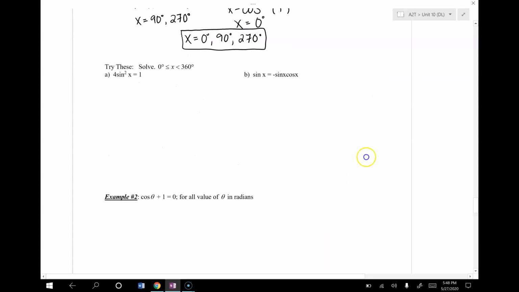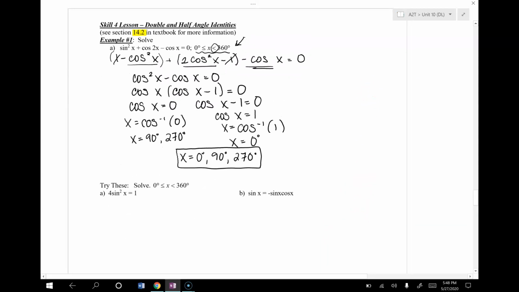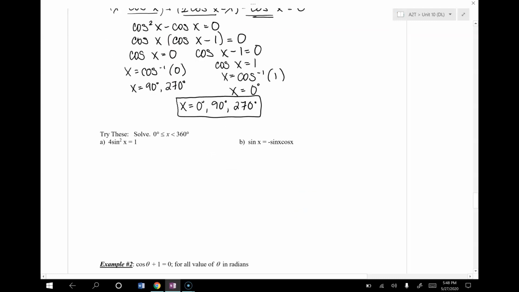All right, there are 2 try these. I'm going to do them with you because we don't have a lot of interaction face-to-face right now. So it's good to have a lot of examples at your disposal. Okay, again, we're given our interval between 0 and 360 in degrees. So for A, I need to solve for x.